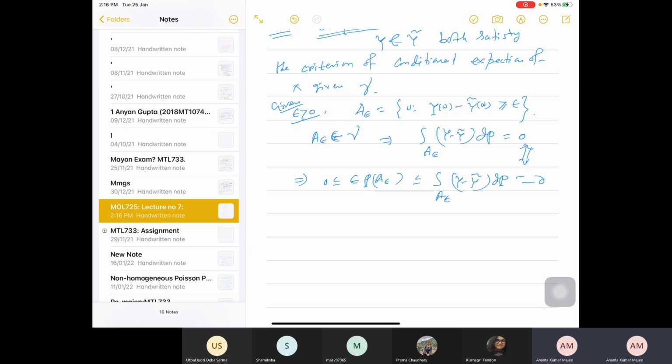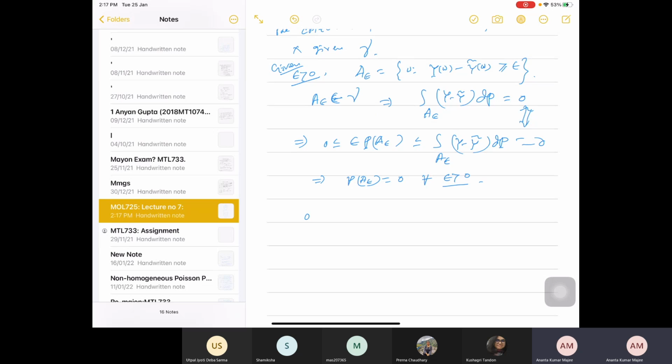So this implies that what? That the probability of A of epsilon is 0, because epsilon is positive. So P of A epsilon is equal to 0, and this holds for all epsilon positive. Okay. So now I can again write down, 0 is less than or equal to the probability over all those omega where y minus y tilde is strictly greater than 0.